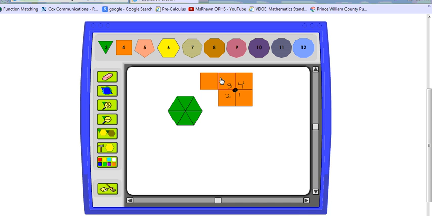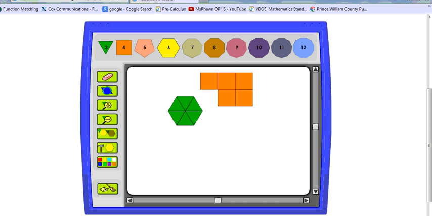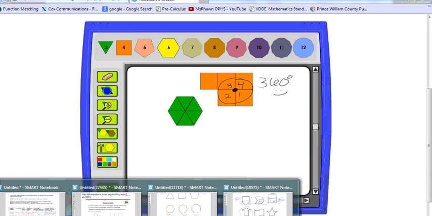Back to my handout. So I have 4. So now I need to multiply column 3 by column 4, and that's 90 times 4, and that is 360. So does that make sense? Going back to my applet. All the way around the point better be 360 degrees. And it is. So let's go back to my handout and see what shape I'm on now.